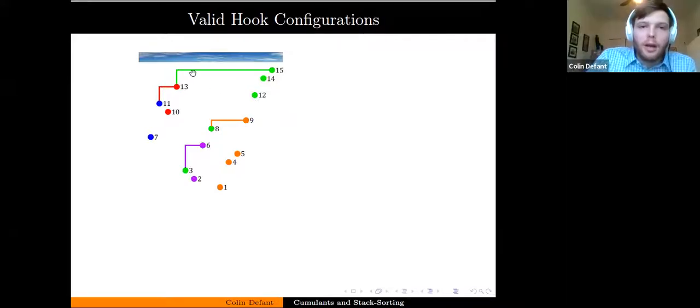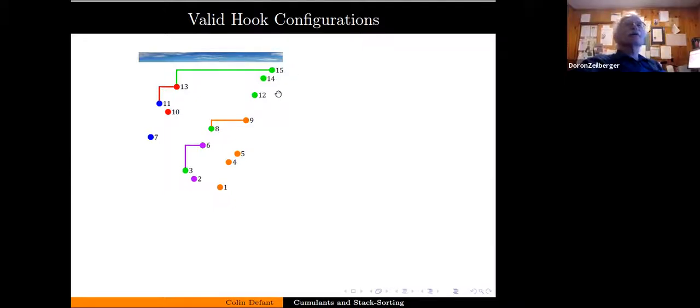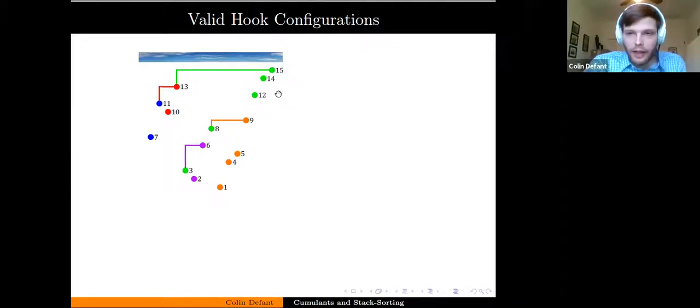So now I'm going to take all of these 15 points and the sky, and... Is it obvious it always exists? No, it doesn't always exist, and that'll actually show up a little later. In fact, a valid hook configuration will exist if and only if the permutation is in the image of the stack sorting map. And I'll mention that a little bit later.